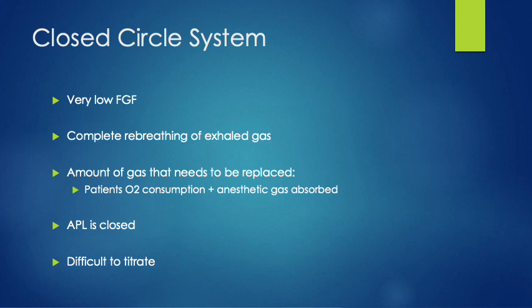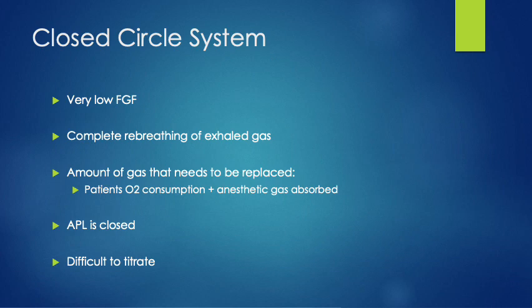Next, moving on to closed circuit systems. The closed circuit technique emphasizes the maintenance of a constant anesthetic state by the addition of gases and vapors to the breathing circuit at the same rate the patient's body redistributes, stores, and eliminates gases. So for a closed system, you have to have very low fresh gas flow. There's complete rebreathing of exhaled gases, and the amount of gas that needs to be replaced is this equation: the patient's oxygen consumption plus the amount of anesthetic gas that was absorbed. The APL valve is closed the entire time.